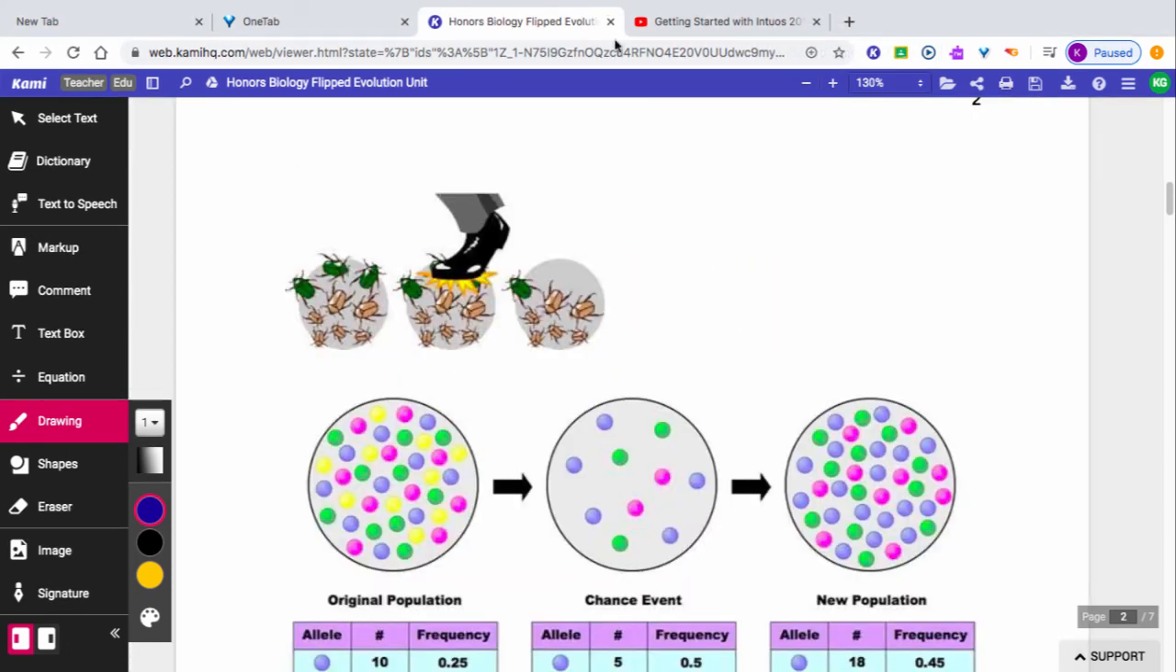Next concept here is changes in populations that happen due to chance events. And in this concept, I'm just going to put the name up here, it is called genetic drift. And genetic drift are things that happen due to chance events.